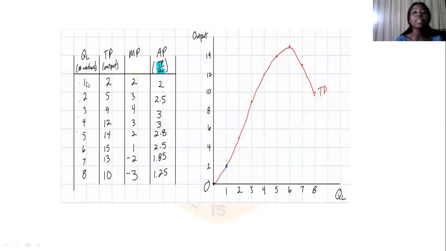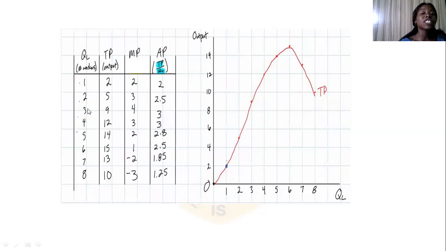Now, when the first laborer was employed, the total output was 2, marginal output was 2, and average output was 2. Average output is 2 over 1, so you have 2. Then when a second laborer was employed, the total output increased to 5, and marginal output is 5 minus 2, which gives us 3. So average output will be 5 over 2, which is 2.5.